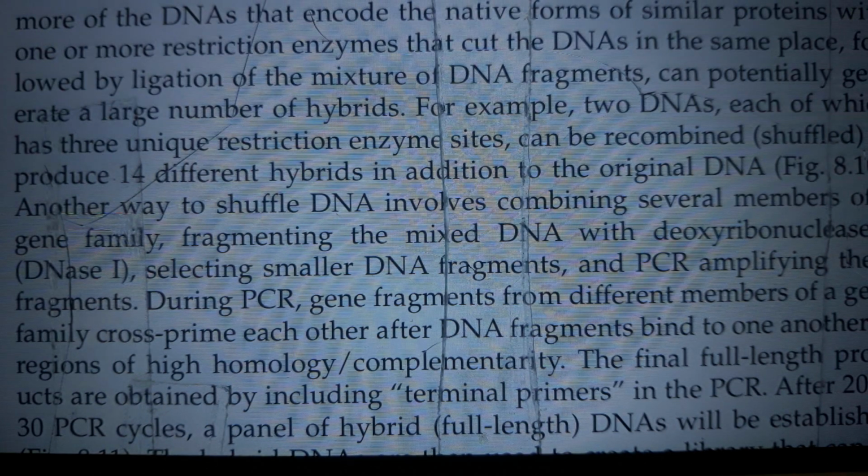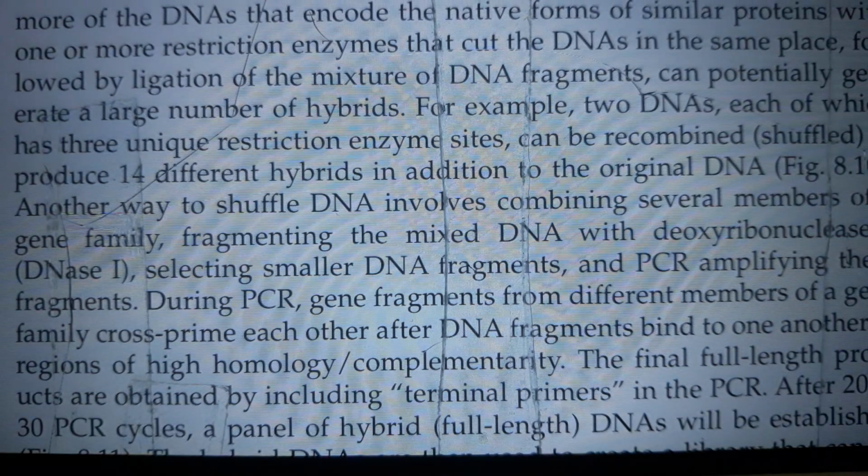The simplest way to shuffle portions of similar genes is through the use of common restriction enzyme sites. Digestion of two or more of the DNAs that encode the native forms of similar proteins with one or more restriction enzymes that cut the DNAs in the same place, followed by ligation of the mixture of DNA fragments, can potentially generate a large number of hybrids. For example, two DNAs, each of which has 3 unique restriction enzyme sites, can be recombined, or shuffled, to produce 14 different hybrids in addition to the original DNA.